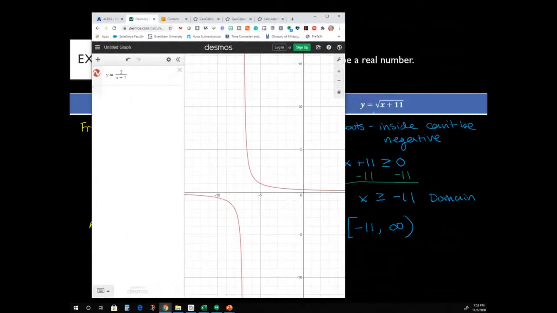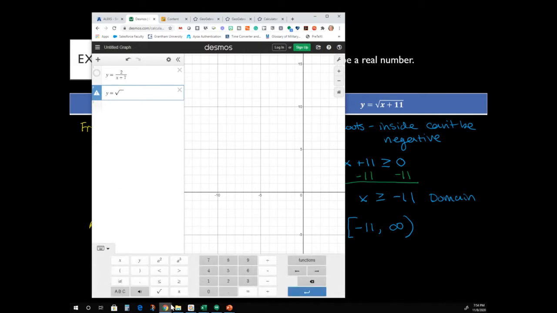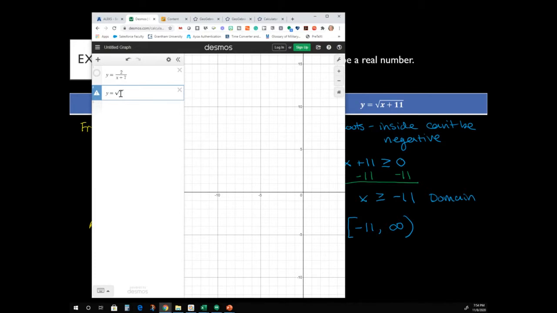I'm going to now graph the second one. If I want to turn this off, I can just hit there and it stops the graph, but it doesn't delete it. So for the second one, I have y equals, and you might be wondering, how do I do a square root? If you type in S, Q, R, and then T, it turns into the square root symbol. There's also, down here, the square root symbol if you don't want to learn the keyboard shortcut. Then make sure you're inside the square root, and we have x plus 11.